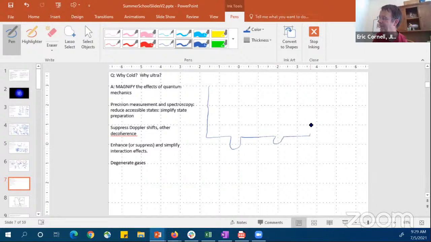Imagine you had a very strange confining potential, such that here's the lowest energy state, E0, and here's the second lowest energy state, E1.